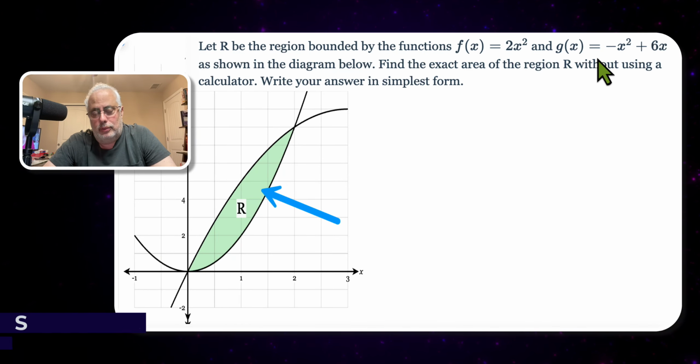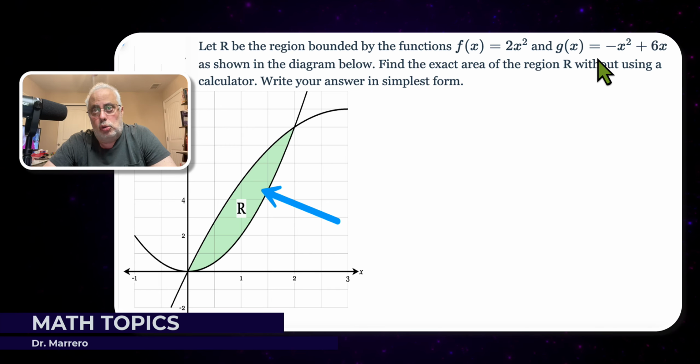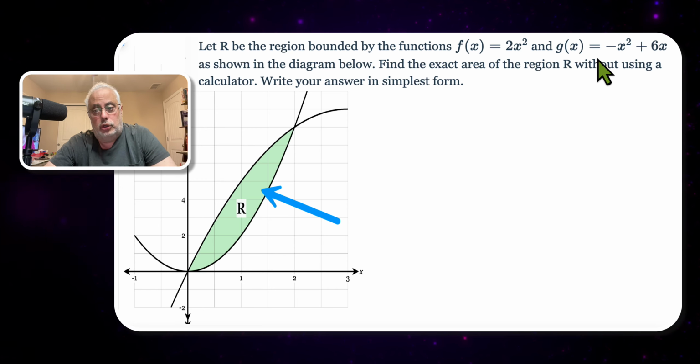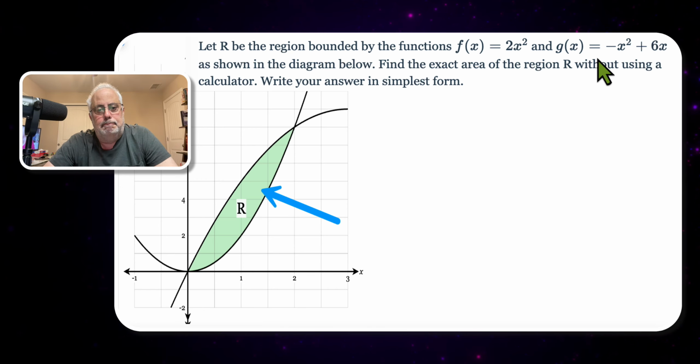This is Dr. Marrero. This is a classic question in calculus. Two curves, two quadratic functions, f of x and g of x. One is 2x squared, the other one is minus x squared plus 6x. And we have to find the area of the region R, which is the area between the curves, without using a calculator.